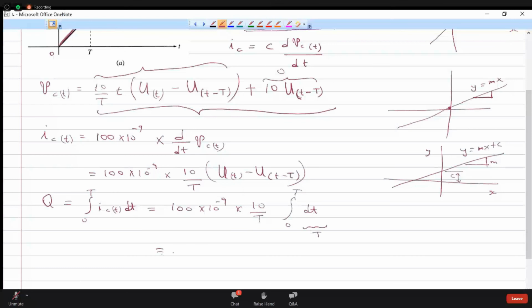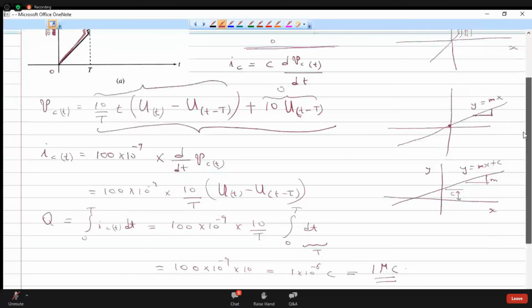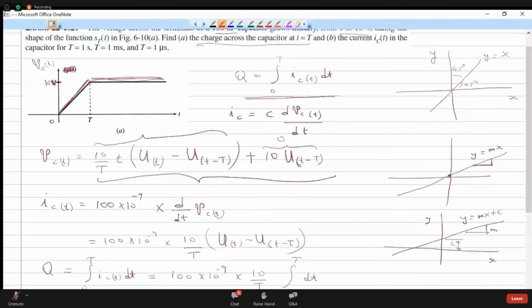So ultimately, what is the charge that is accumulated? It will be 100 into 10 power minus 9 into 10, so that is equal to 1 into 10 power minus 6 coulomb. It is nothing but 1 microcoulomb. So that is the charge stored across the capacitor when you are applying a voltage that is linearly rising to 10 volt and then remaining constant.